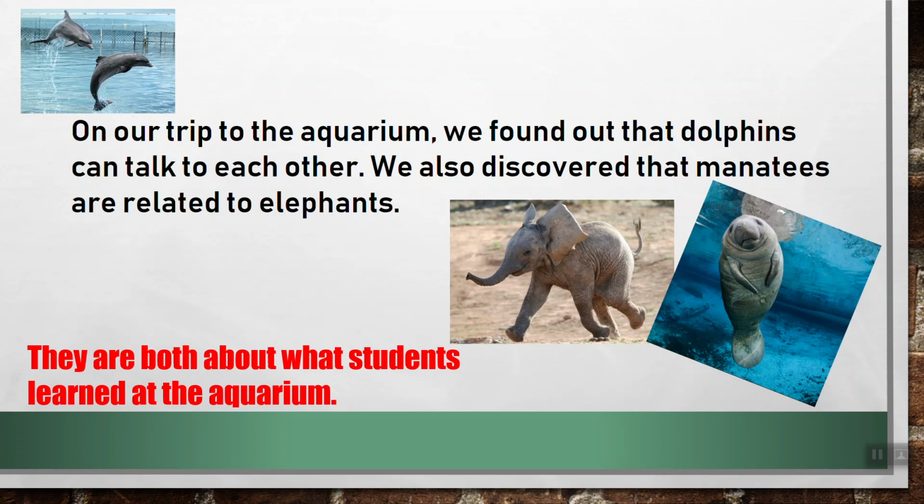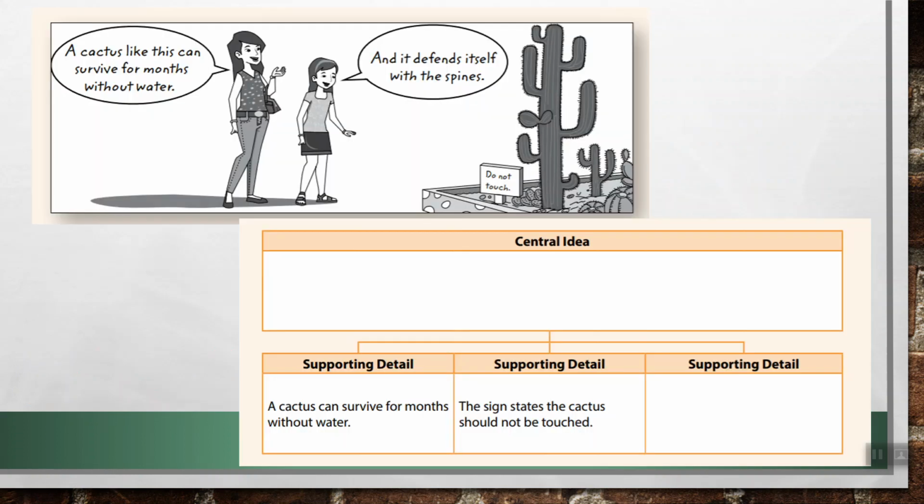So let's practice. We'll start with a picture. We'll look at this picture. Here, this lady is saying, a cactus like this can survive for months without water. The girl says, and it defends itself with the spines. Notice the sign says, do not touch, and you can see all the spines on the cactus.